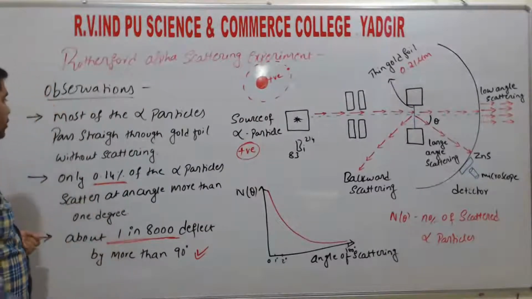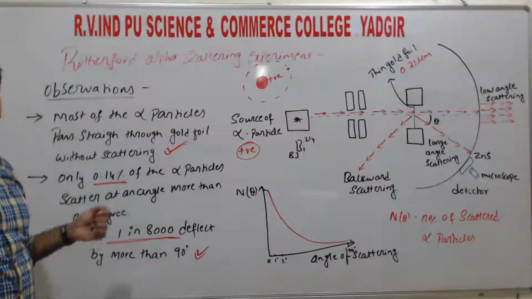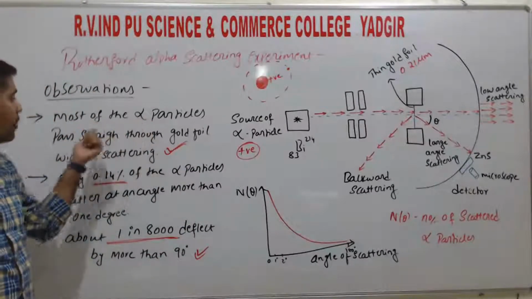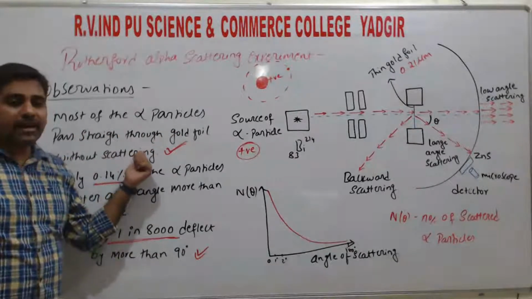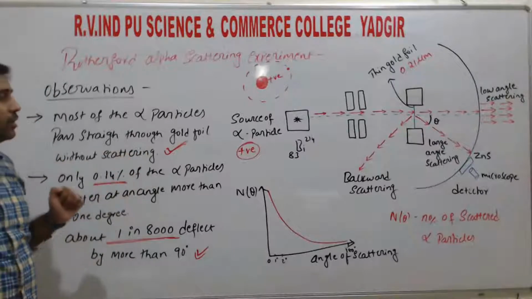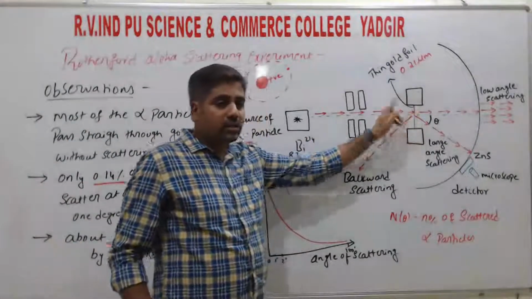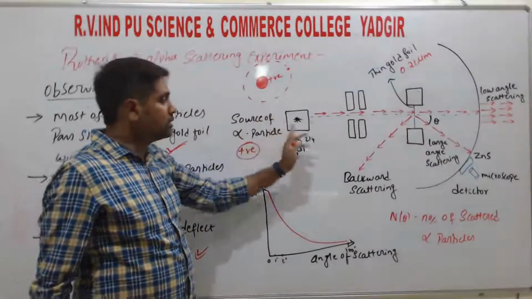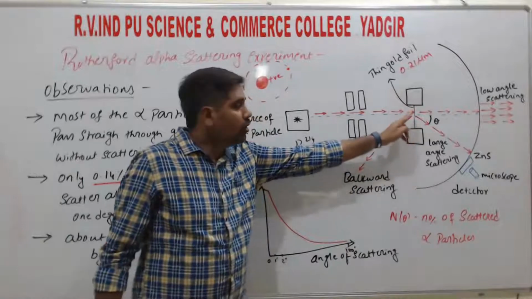So this is from the first observation, right? Next he gives the explanation for the first observation: most of the alpha particles pass straight through the gold foil without scattering. So he gives the explanation for this. This gold foil consists of a number of atoms, as the alpha particles fall onto this gold foil.